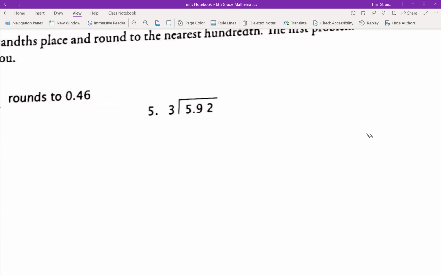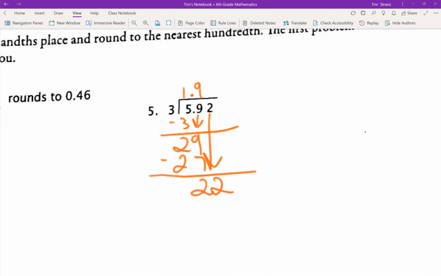Let's look at number 5. My divisor is already a whole number, so I'm just going to keep my decimal right where it is. 3 goes into 5 1 time. Bring down my 9. 3 goes into 29 9 times, which is 27. 3 goes into 22 7 times, which is 21. 3 goes into 10 3 times. There's my thousandths place. I'm looking at my thousandths place. It's a 3, which means I'm not going to move that 7 at all. So my answer would be 1.97.